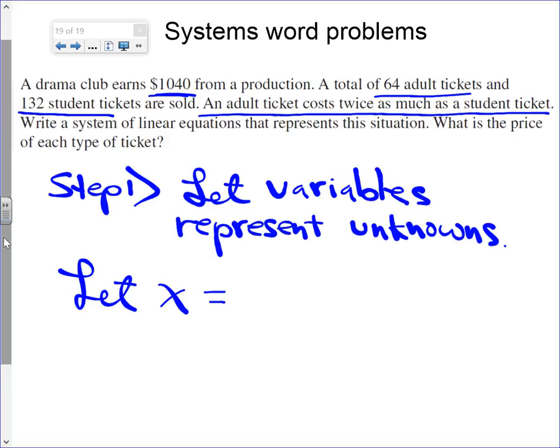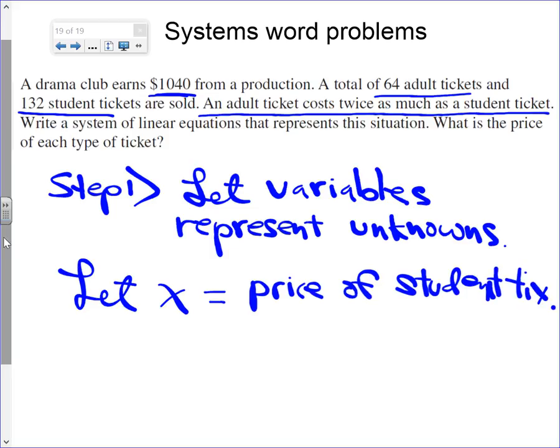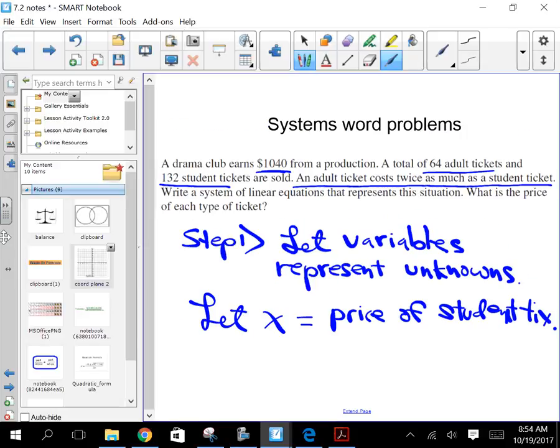price of, go Dodgers. Let x equal price of student or adult, doesn't matter. I'll put let x equal price of student tickets. I'll put tix, student tickets. Right, Sanchez? You have something to write with? That is awesome. I got you.